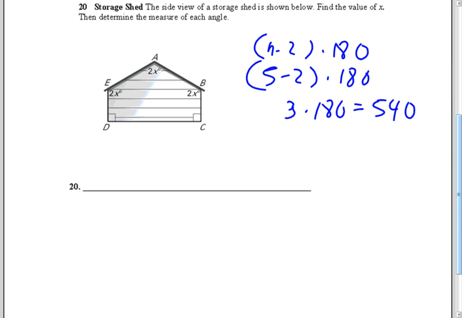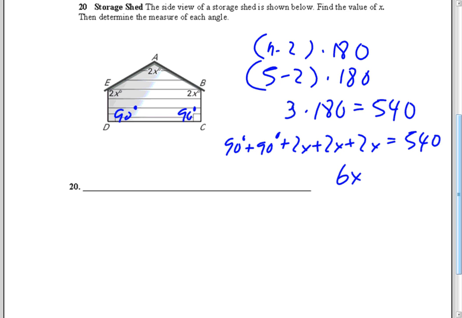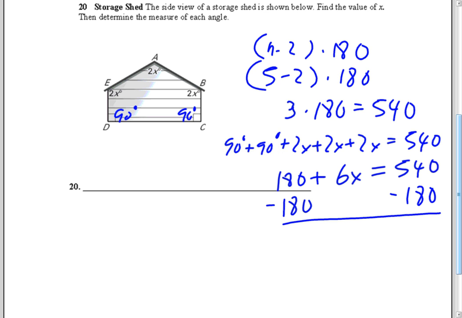Some people stopped there. They got scared. They said 540 was the answer. You have to add everything. Some people added up 2x, 2x, and 2x. Well, what about this? What is this? What's this? 90. So I've got 90 plus 90 plus 2x plus 2x plus 2x equals 540. So it wasn't just 6x equal to 540. It was 180 plus 6x. Take a look and see what you got wrong on that problem. Most of the time that was what happened. People ignored the right angles.